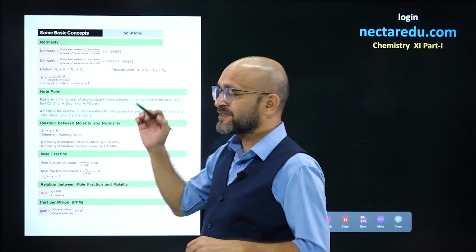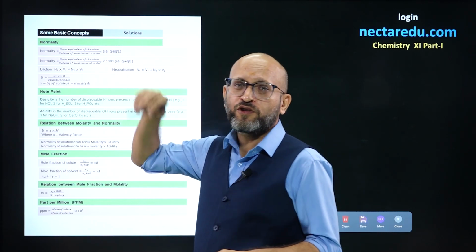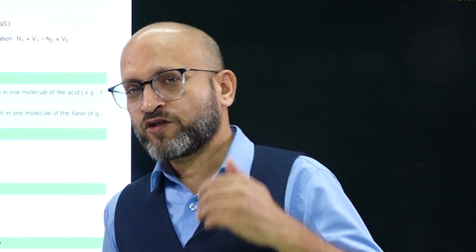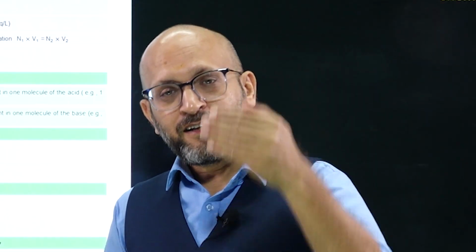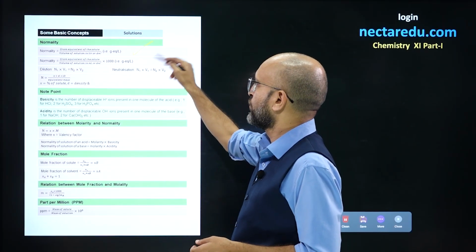If you want to represent normality, what is the formula for normality? Normality is gram equivalence of solute upon volume of solution in liters. All right. If volume of solution in liters is not given, and volume is given in ml, what we are going to do? We will divide volume given in ml by 1000 to convert it into liters. So the formula remains the same, gram equivalence upon volume of solution in liters. If volume is given in ml, divide volume in ml by 1000 to convert it into liters. So that is what has been given over here.